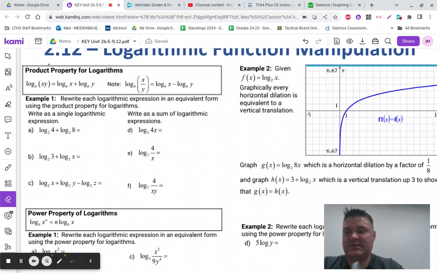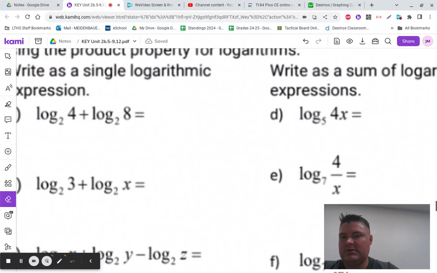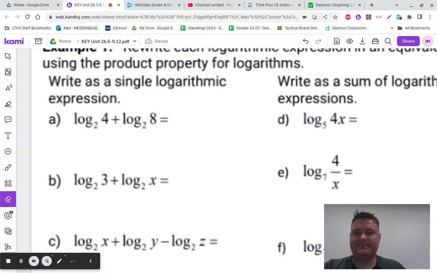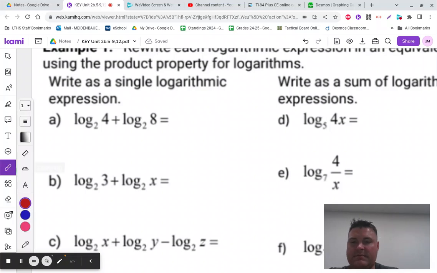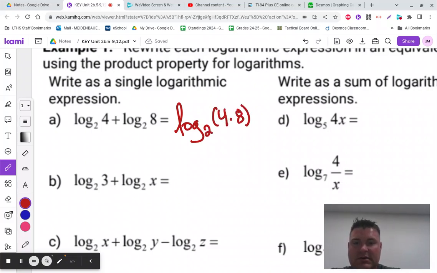Okay, so for the first thing that we see here is log base 2 of 4 and log base 2 of 8. Since we're adding that, we can write this as log base 2 of 4 times 8, which is just log base 2 of 32. Can simplify that in case you don't know. That would be equal to 2 times 2 times 2 times 2 times 2. That's 32. So that's going to be 5.